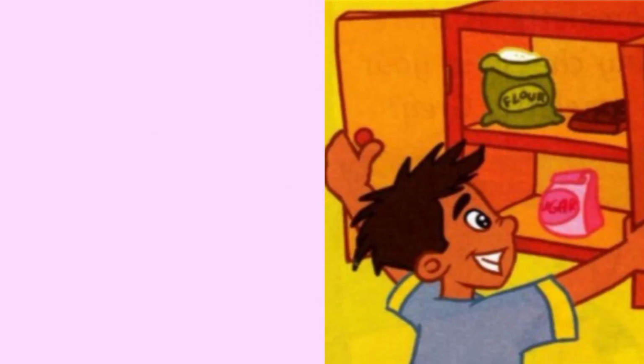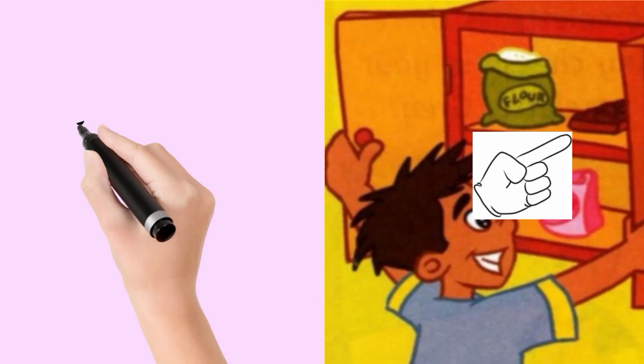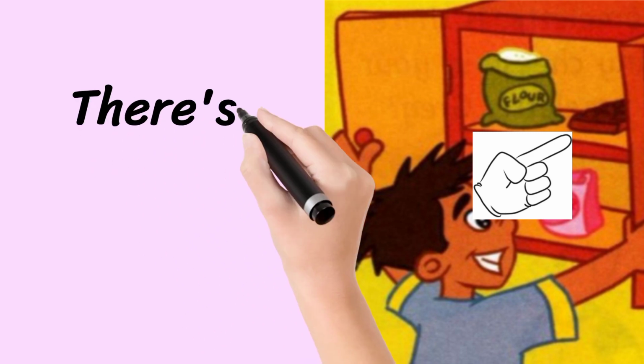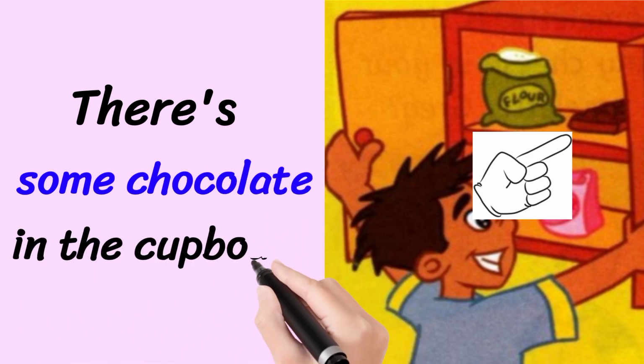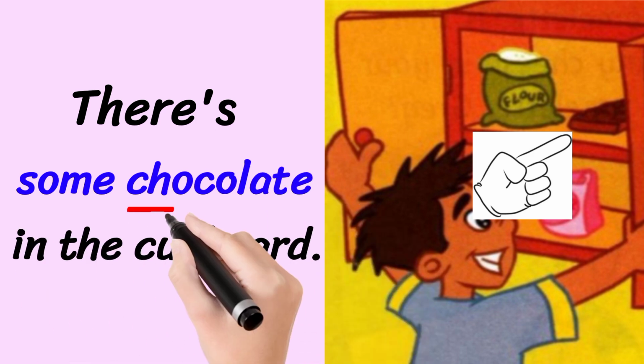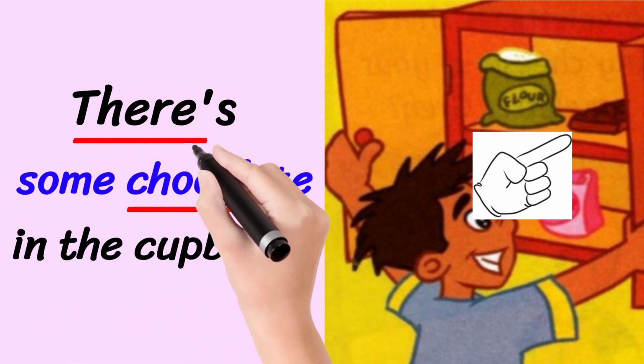Look at the picture. Look at the pointing finger. The finger is pointing at a bar of chocolate. We can say, there's some chocolate in the cupboard. A bar of chocolate is singular. We use there's.